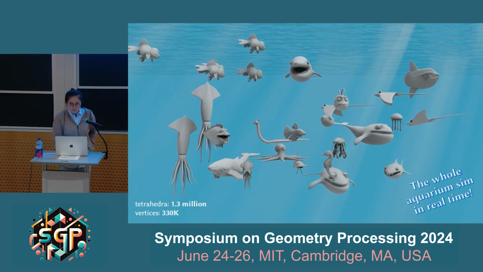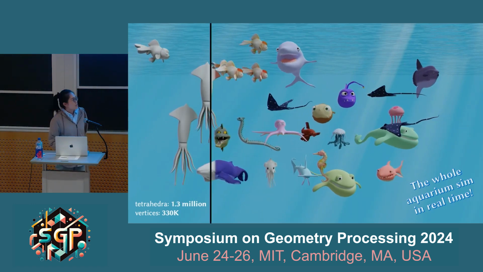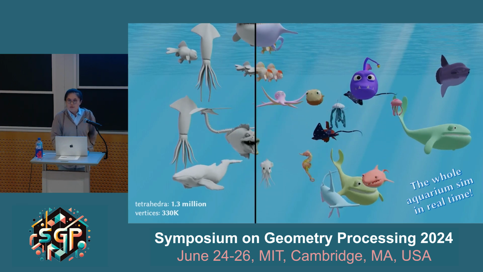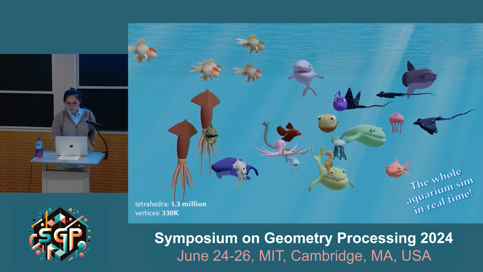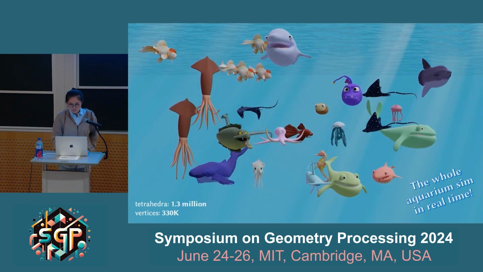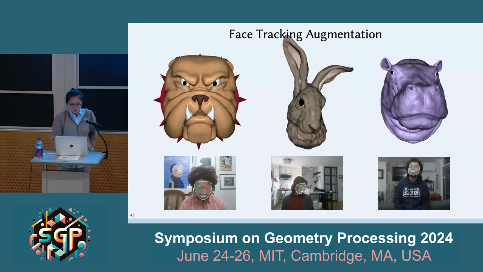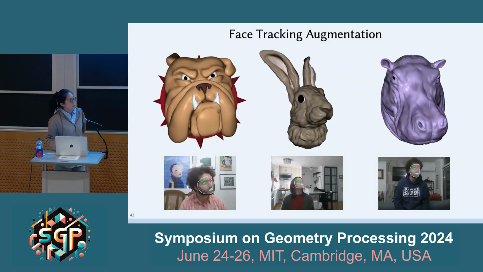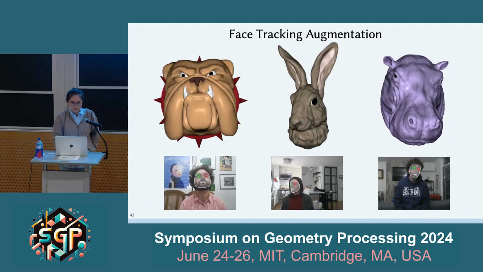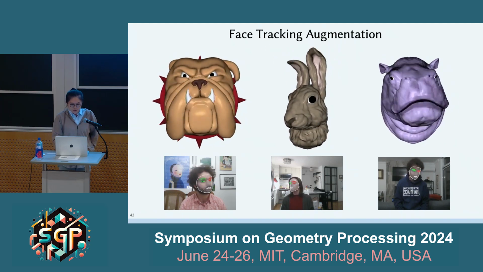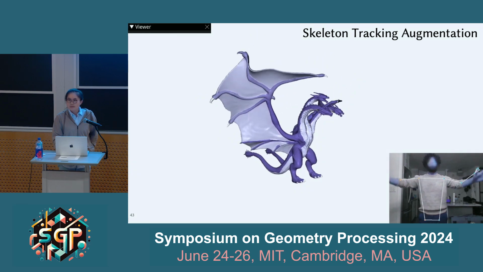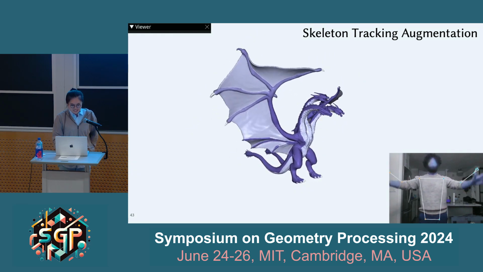Yeah, and here are some results. Now, beyond just one single goldfish, we can simulate the whole aquarium with more than 1 million tetrahedra in real time. And I think complementary dynamics has become super useful in many of these real-time applications, for example, face tracking augmentation, and also skeleton tracking augmentation.